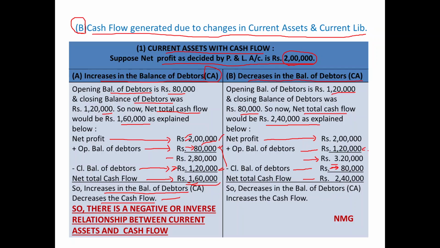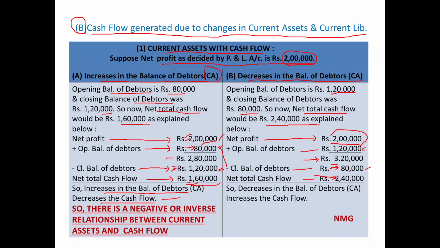Second method, comparison of balance. Opening balance was 1,20,000, closing balance was 80,000. Net and net during the year it has been decreased by 40,000. What impact came on the cash flow? Earlier it was 2 lakh, now it is 2,40,000. It means cash flow has been increased by rupees 40,000.